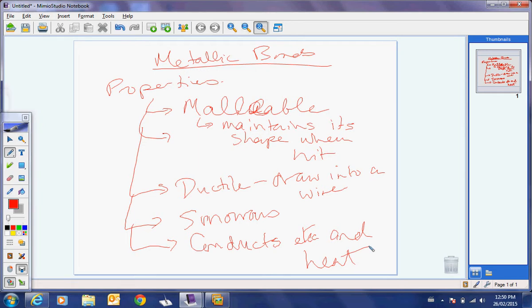Oh, and they are normally solids at room temperature. The one exception is mercury, which is a liquid at room temperature. But most of them are solids at room temperature. Oh, and they are shiny and normally silver.